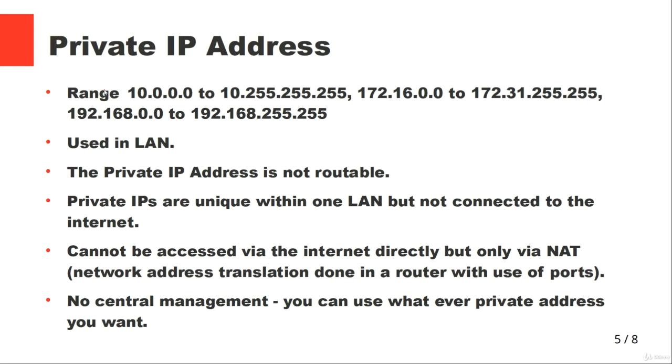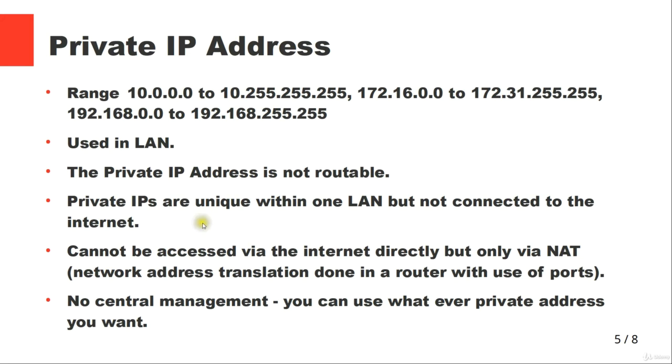So one range is 10.0.0.0 to 10.255.255.255. There's another range which is rarely used. You will most likely encounter 192.168.0.0 to 192.168.255.255. And as I said, they're used in LAN, they're not routable, they're working locally. So you can have another office with exactly the same IP addresses. You can pick whichever of them you want. Nobody will tell you anything. They cannot be accessed directly via the internet, but only via NAT, Network Address Translation, and I will explain what it is.